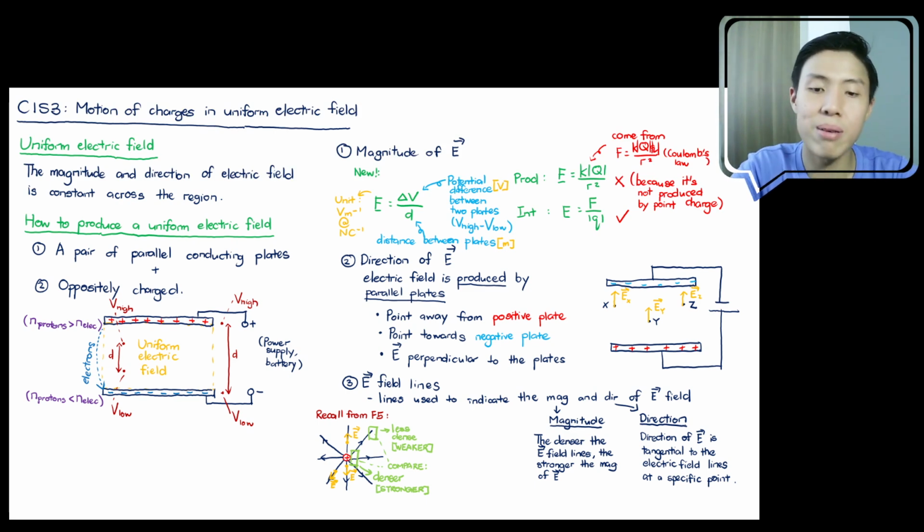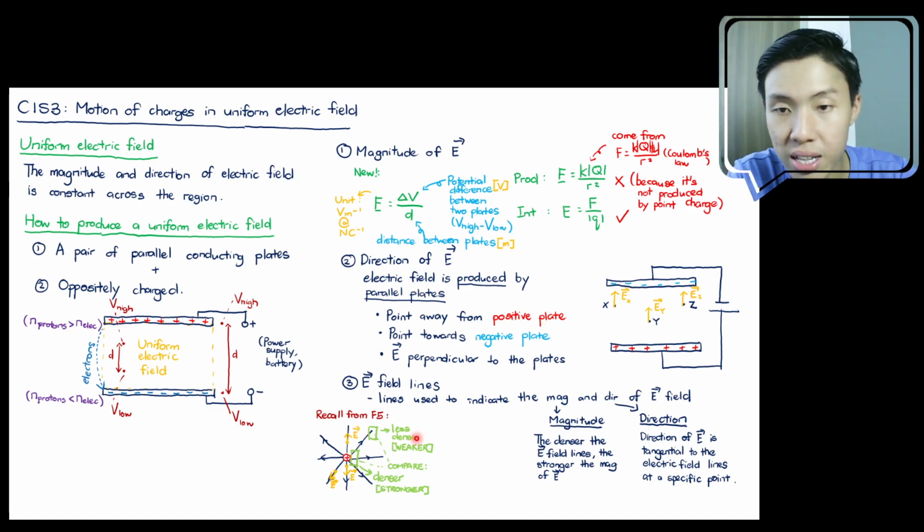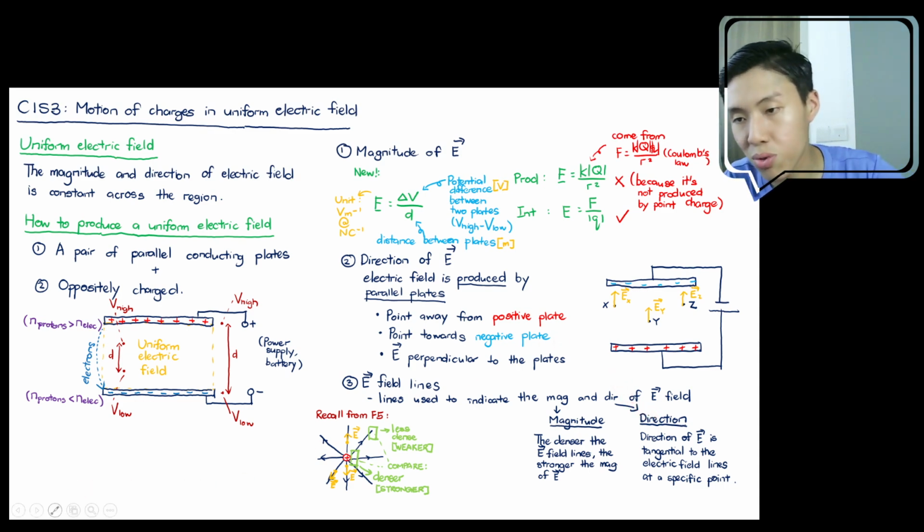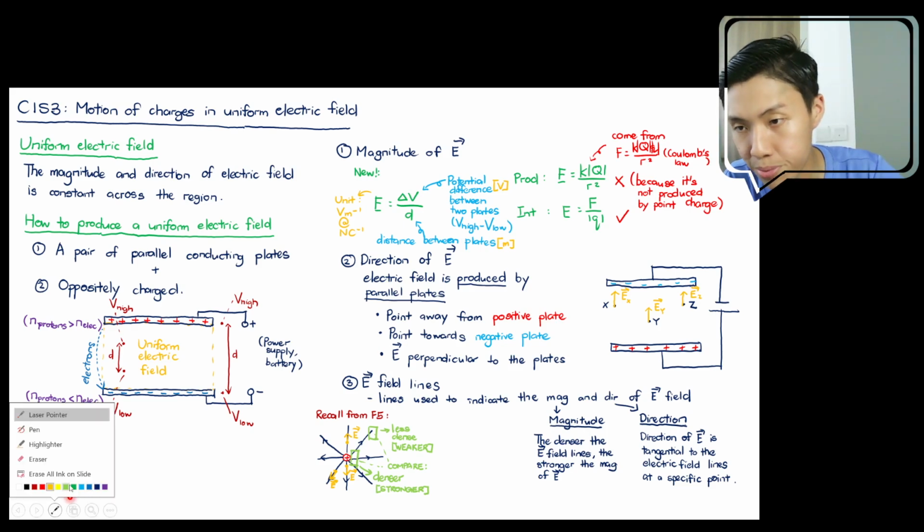Okay, so I'm just demonstrating to you how to understand the electric field line. By looking at the density, you know the magnitude. By looking at the direction of those lines and finding a tangential line to it, you're able to determine the direction. Okay, so why do I talk about all these things? Why do I go circle a big round? It's because now I want to talk about uniform electric field.